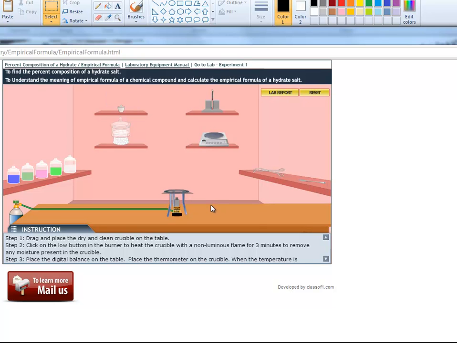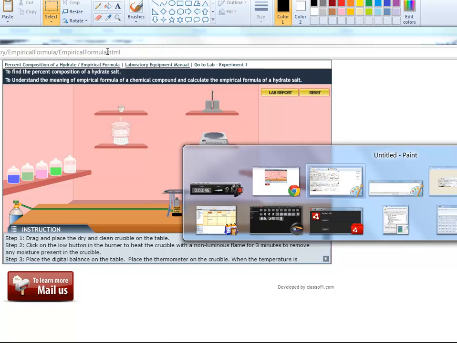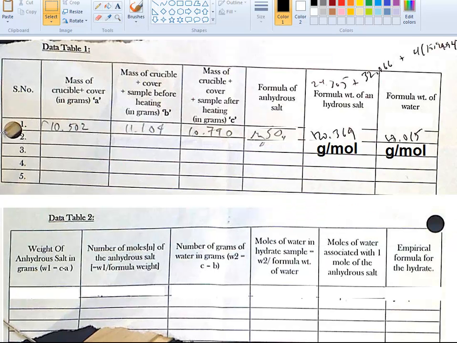So the situation would be like this. You would have the crucible here. You click on the crucible and the lid is off, and then if the jar is right next to it, it's hard to move sample from the jar to the crucible using the spatula if the jar is in the way. So you can just move the jar to the side and that will help you out. All right. And some people had questions about data table 2.